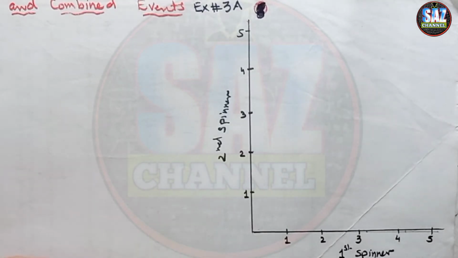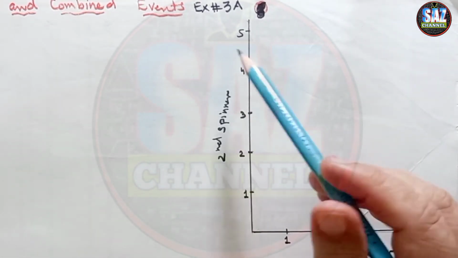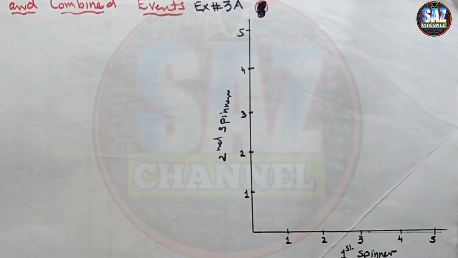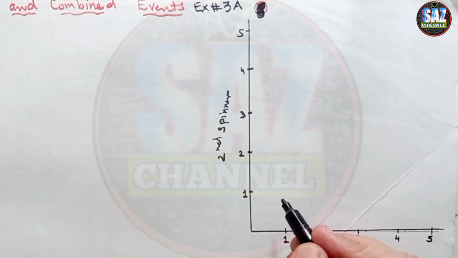In this question we have two spinners. The first spinner has the outcomes 1, 2, 3, 4 and 5, and the second spinner also has the outcomes 1, 2, 3, 4 and 5. First of all, we have to construct the sample space or possibility diagram. So I'm going to construct the possibility diagram.